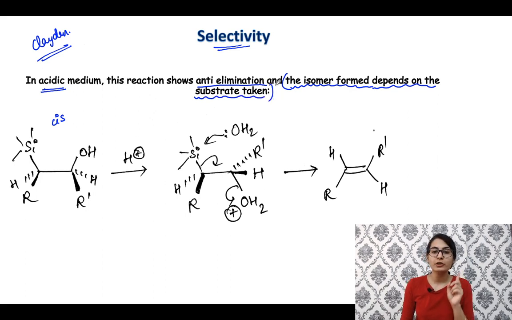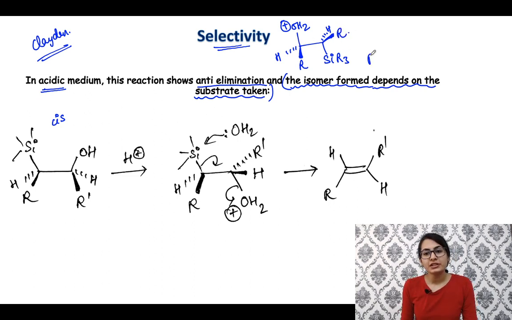First, I'm going to tell you what I mean by anti-elimination. Let's say I have these two groups: this is a hydrogen, this is an R group, and I have my OH2 positive over here because we are going to take it in the acidic medium. It is going to be a hydronium ion. Secondly, silicon with some other R groups is going to be over here, and this is the stereochemistry, let's say. Anti-elimination is when you are having the anti-periplanar position.